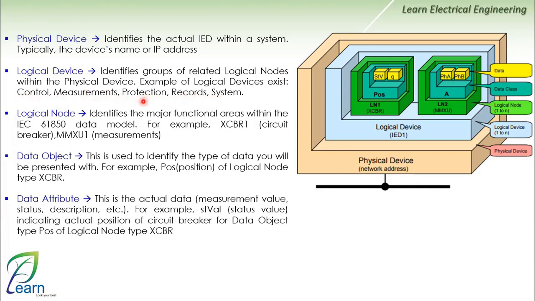You could say that this is a group or a specific category that contains a set of logical nodes. So inside the logical device, we agreed on the logical nodes. So what are these logical nodes? These logical nodes are the major function areas. What is meant by major function areas? Something like a circuit breaker or something like measurements.